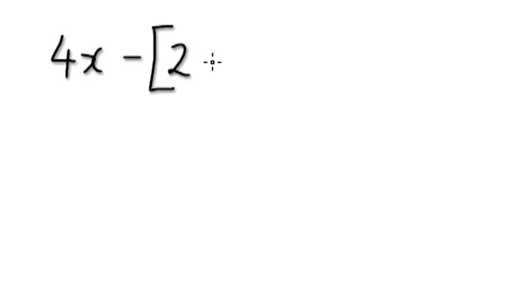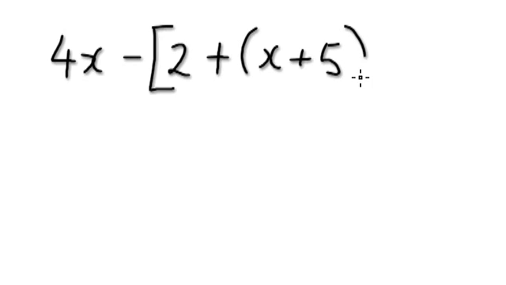Take a look at this example here. It's really strange, this one. Let's say 4x minus bracket 2 plus bracket x plus 5 close bracket equals, let's say, 10. Okay, try and have a go for yourself on this one.